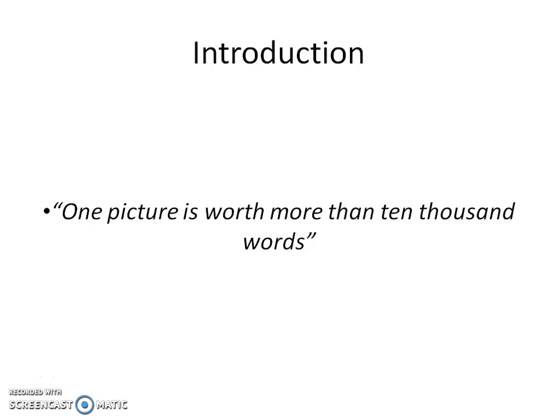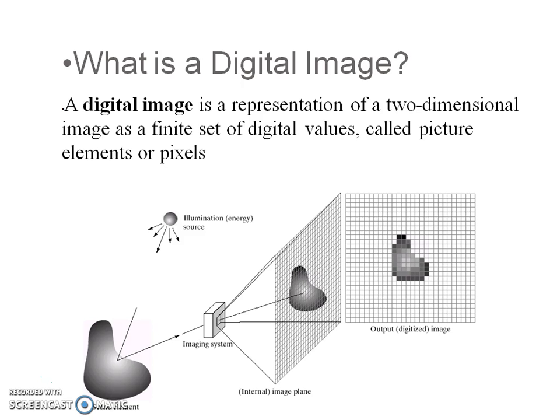We all know that one picture is worth more than 10,000 words. So, images are very important nowadays. A digital image is a representation of a two-dimensional image as a finite set of digital values. The collection of these digital values is called picture elements, or pixels.